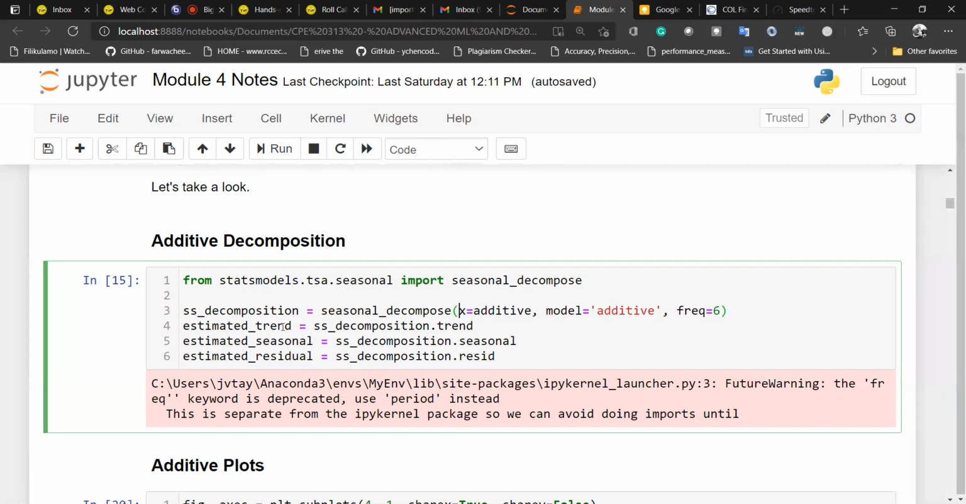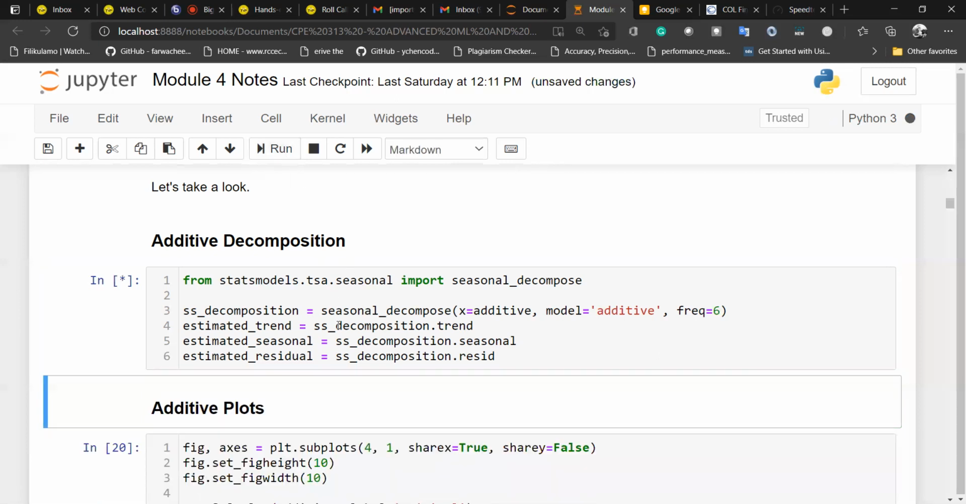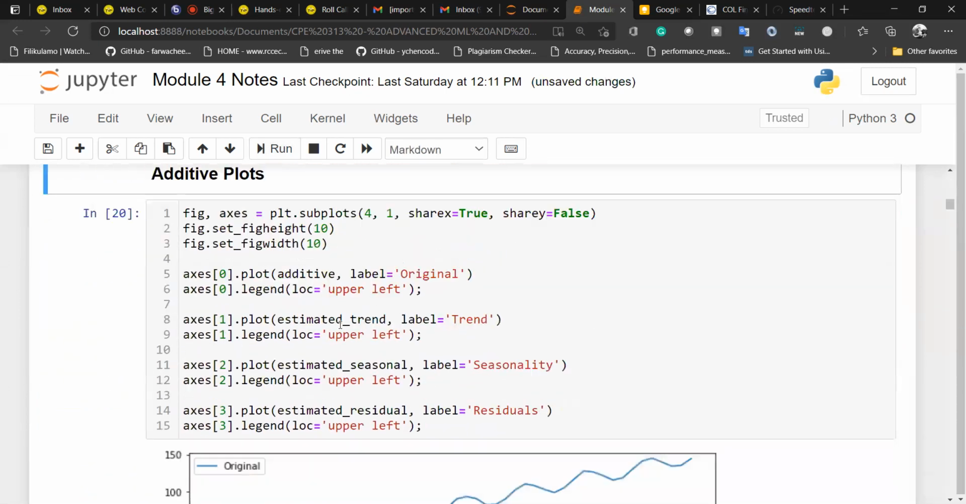Then we decompose the following components, such as the estimated trend. You can see here that we did not write trend, seasonal, and residual; we write estimated trend. So using this seasonal decomposition function, we can now get some values of the trend, the seasonal, and the residual. Let's try to do that by running it.